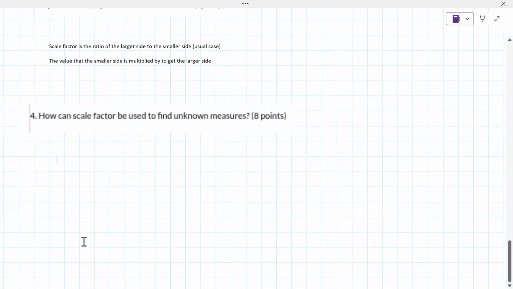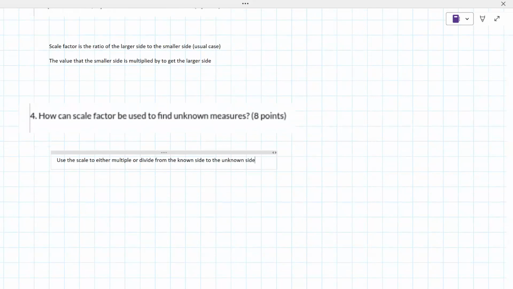So there's kind of two cases for number four. There's whether you're going to smaller or larger. So you use the scale factor to either multiply or divide from the known side to the unknown side. And it depends whether it's getting larger or smaller. Okay.